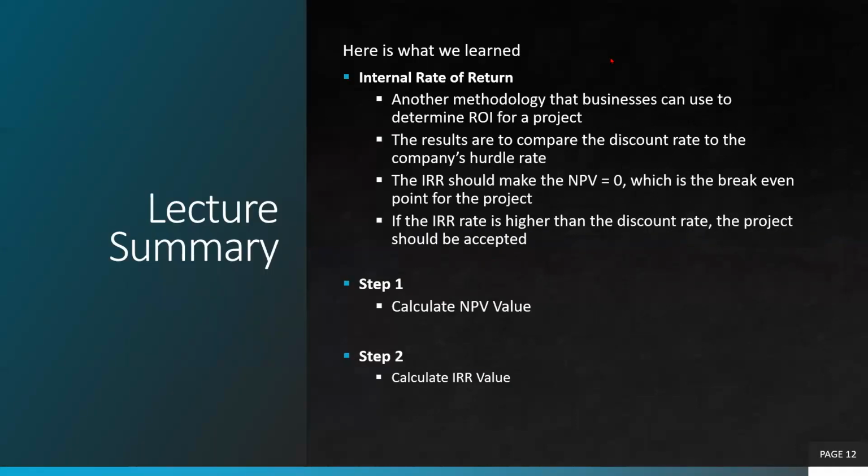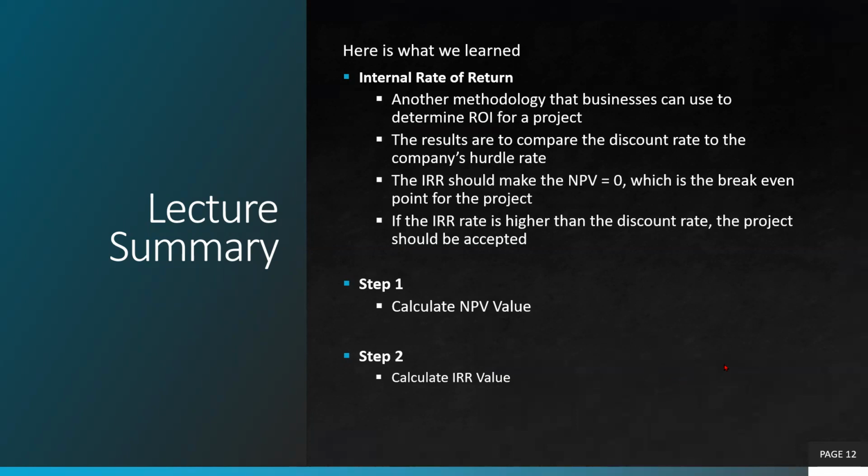So in this lecture, here's what we've learned. The internal rate of return is just yet another methodology that businesses can use to determine the rate of investment for a project, or ROI. The result is compared to the company's hurdle rate, and the IRR should make the NPV, the net present value, equal to 0, which is the break-even point for the project. If the IRR rate is higher than the discount rate, the project should be accepted.